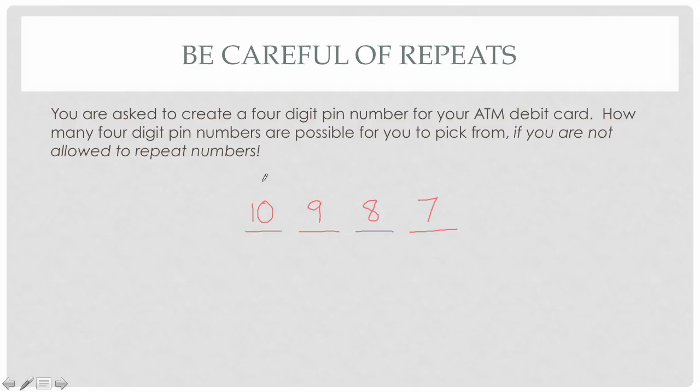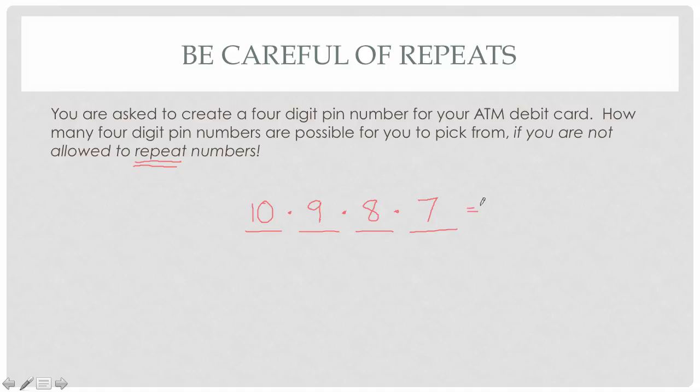So if I pick a 1 for my first number, I can't use a 1 for my 2nd, 3rd, or 4th digits. So when you're looking at a problem, be careful if it says allowed to repeat or not allowed to repeat. It makes a big difference in how you represent it. So now let's multiply these together.